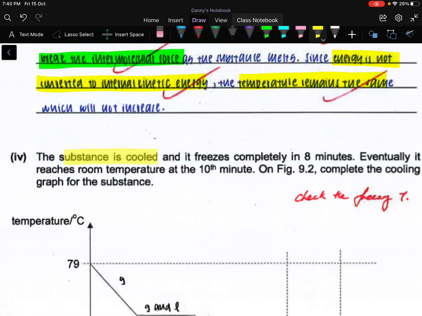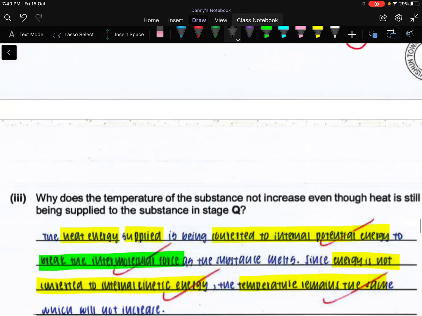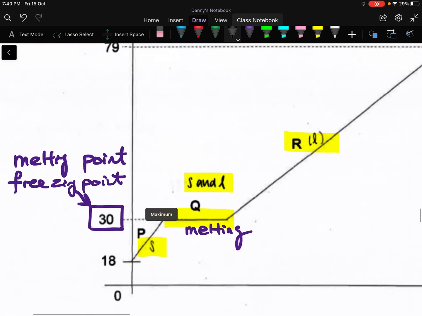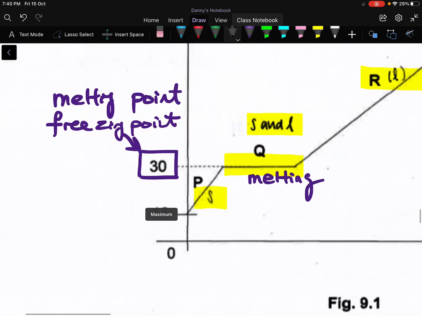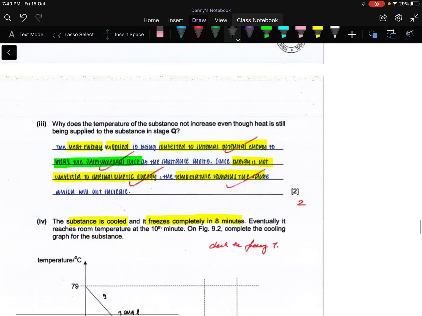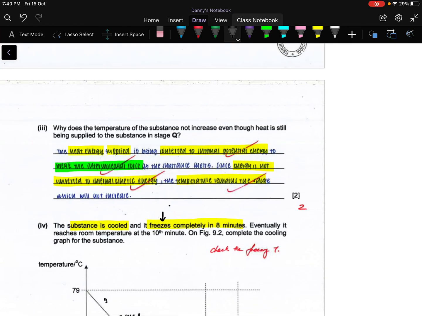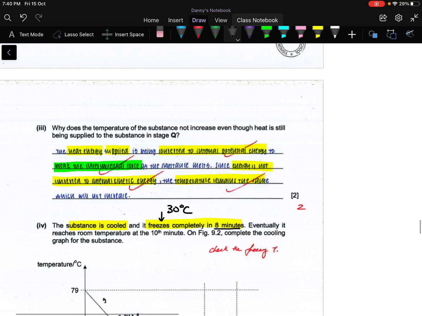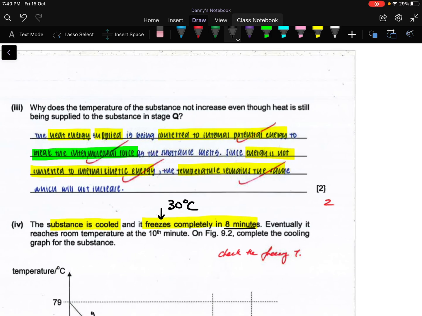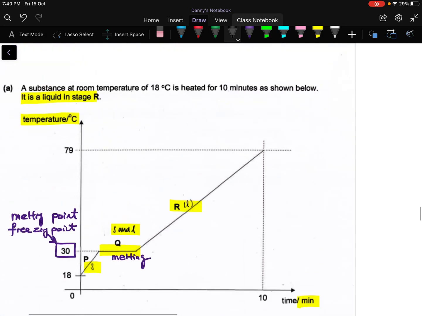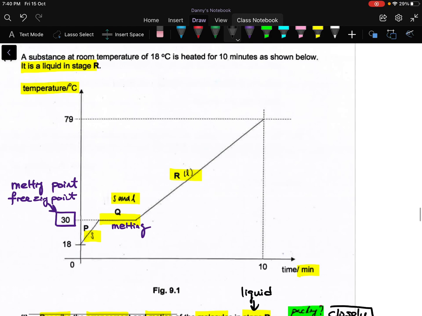So here it says, the substance is cooled and it freezes completely in 8 minutes. Freeze means it will freeze at the freezing point, right? Which is 30. So down here, the student should write down that, okay, it will definitely hit 30 degrees in 8 minutes. Then eventually it reaches room temperature. So here it tells me that at the 10th minute, I should reach room temperature. Okay, so what is room temperature? Do I know what is a room temperature? I don't know.